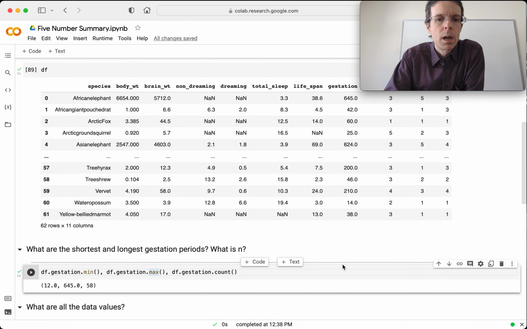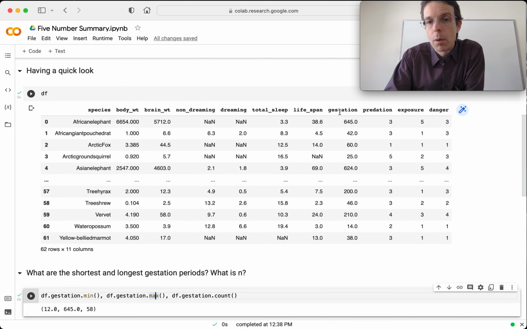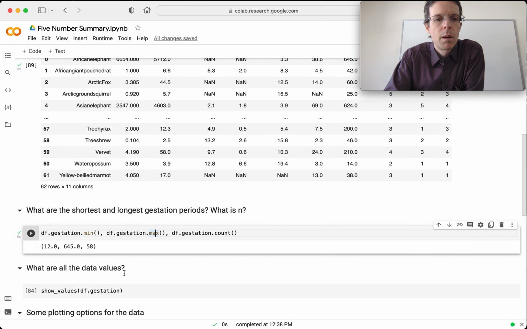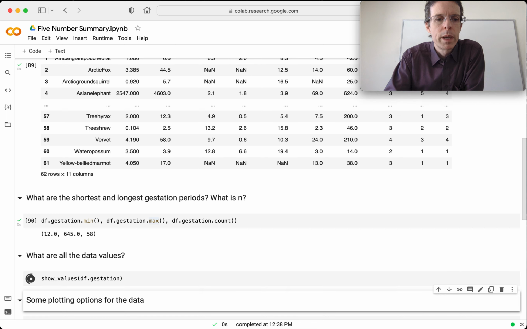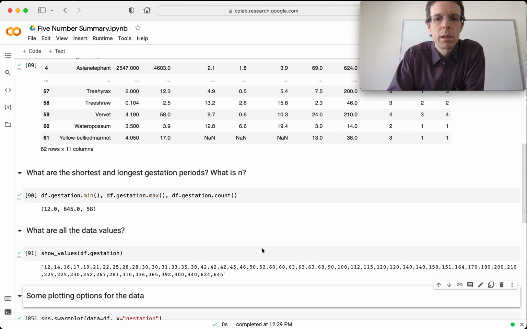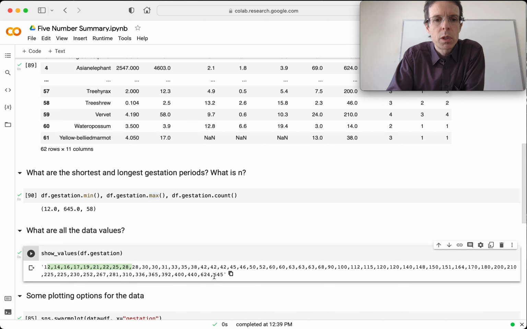Okay. If we want to have a deeper look at the data, notice that we're not seeing all the data here. I'm going to use this sort of homebrew command, show values, which won't work in your context, to just have a look at all of these things. And you can see here that there are some very short gestation periods, 2 particularly long gestation periods, and then a whole smattering in the middle.